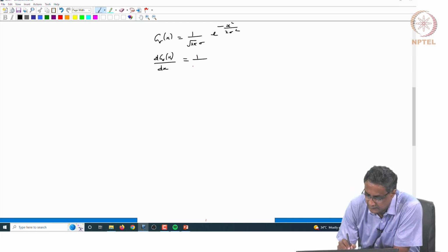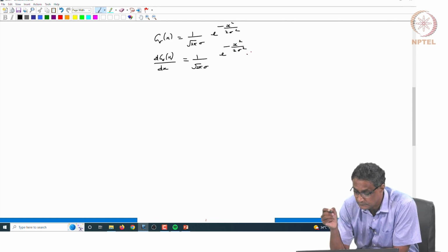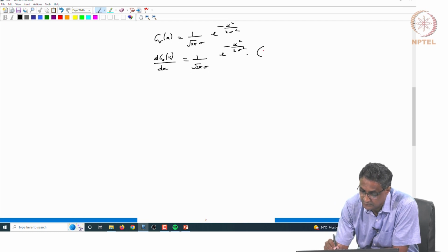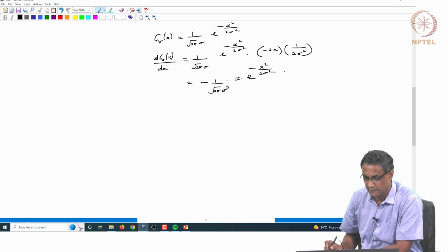So you get 1 by root 2 pi sigma, then e raised to the power minus x square by 2 sigma square, and then you get minus 2x into 1 by 2 sigma square. The 2 and 2 cancel, and you get minus 1 by root 2 pi sigma cube into x into e raised to the power minus x square by 2 sigma square.